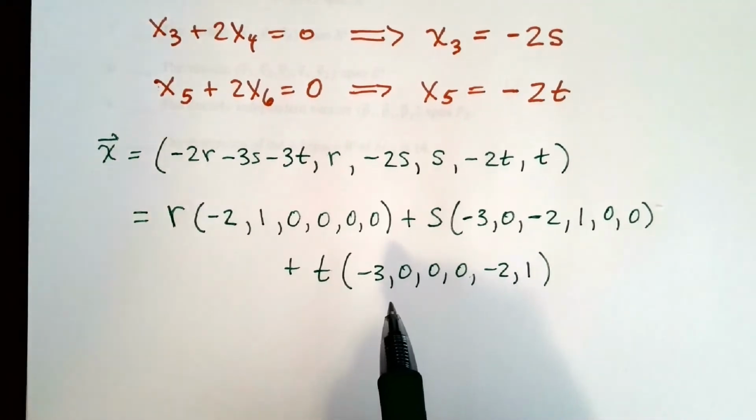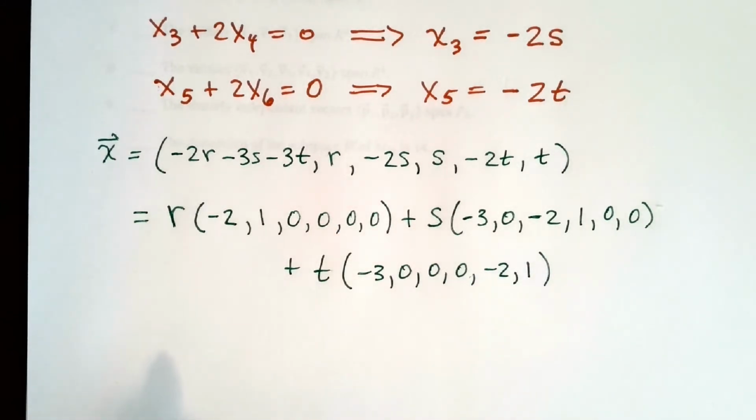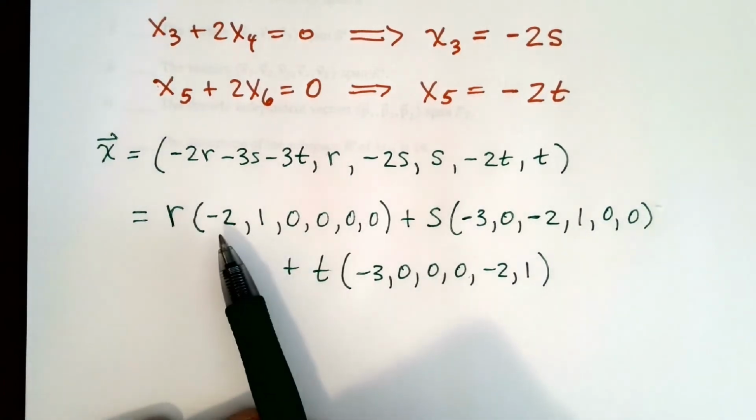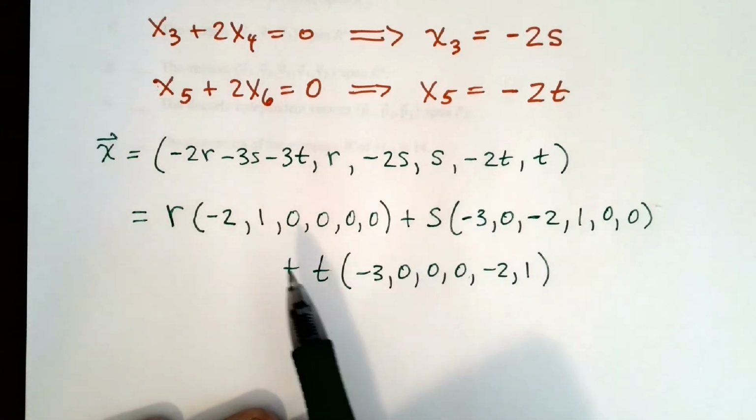Now think about a basis. What has to be true? They have to span the space. What's the other thing? They must be linearly independent. Are these three vectors linearly independent? They are. And let me explain why. Any one of these vectors cannot be written as a linear combination of the other two.